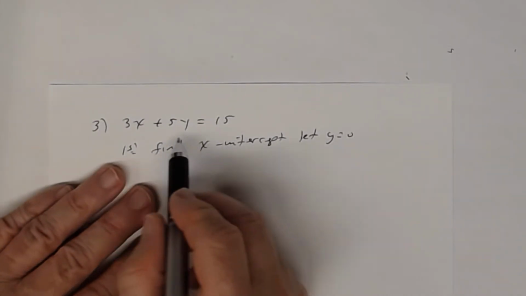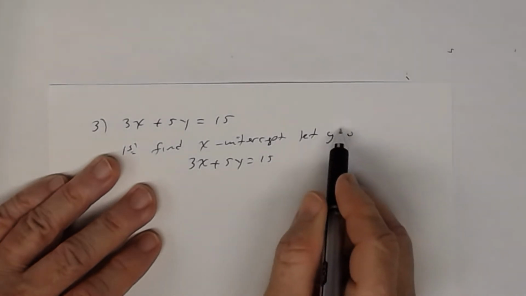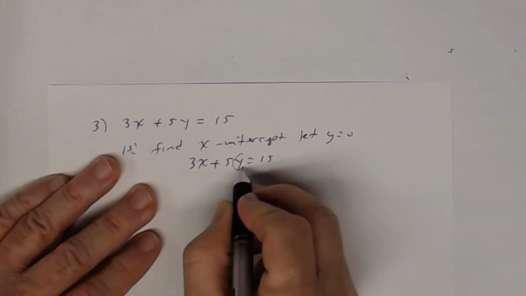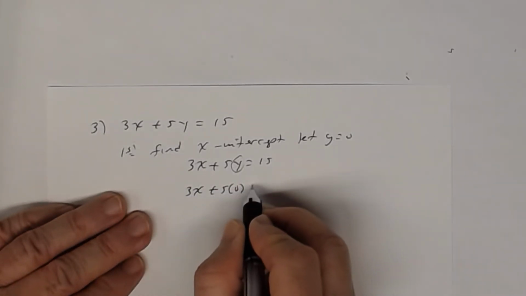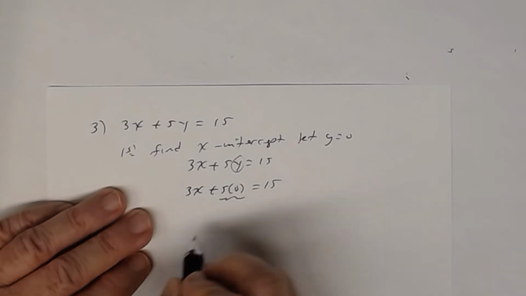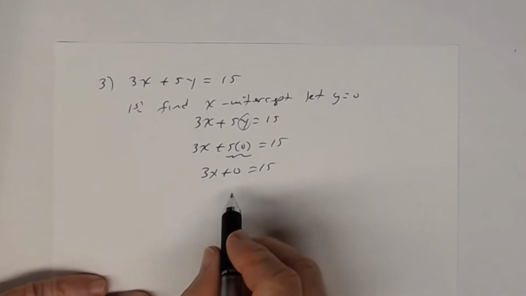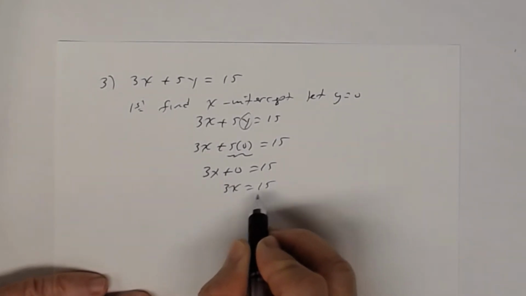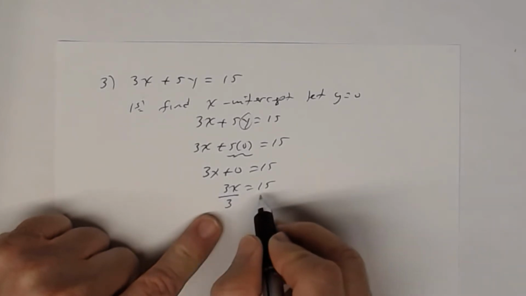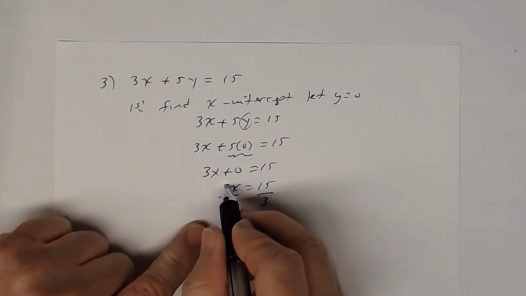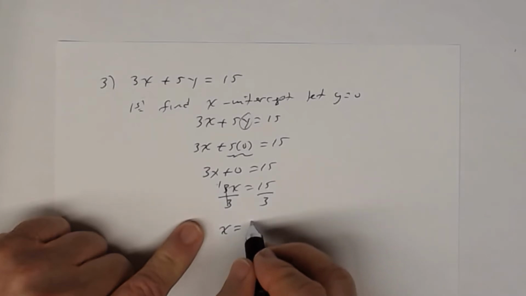So that means if I go back to my equation, 3x plus 5y equals 15, wherever you see the variable y, I'm going to substitute 0. So I get 3x plus 5 times 0 equals 15. Well, 5 times 0 is 0, so 3x plus 0 equals 15, which is 3x equals 15. To get x by itself, right now I'm multiplying x by 3, so the opposite is to divide by 3. 3 divided by 3 is 1, 1 times x is x, so x is 15 divided by 3, which is 5.